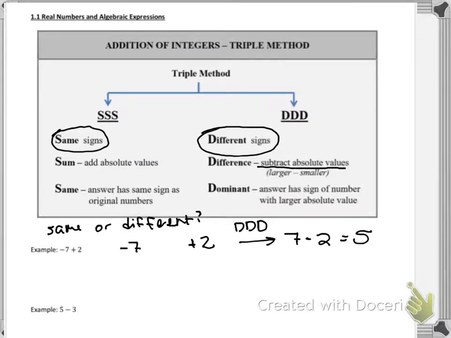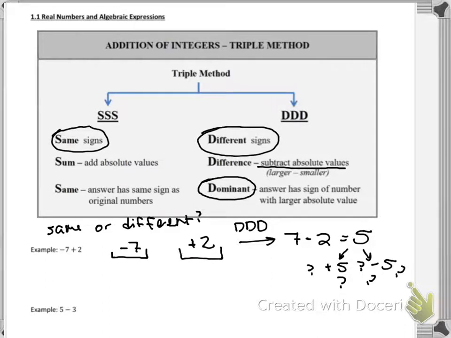Then we're kind of wondering, well, is it really 5, or maybe it should be negative 5? We're not really sure about this. We have a lot of questions about it. So to determine whether the final answer is positive or negative, we look for the dominant term. So which one is bigger? Is the negative number larger, or is the positive number larger? Which one has a larger absolute value?